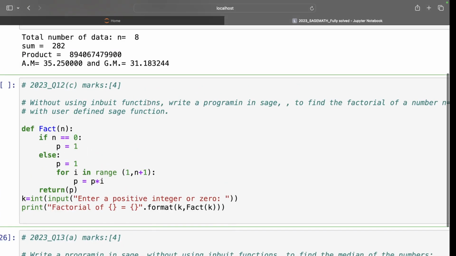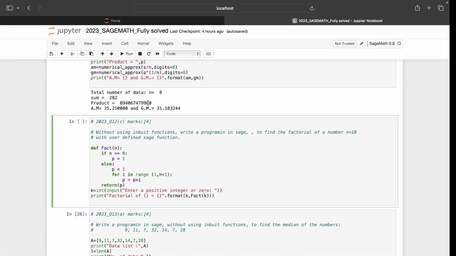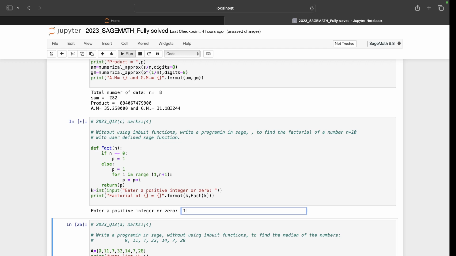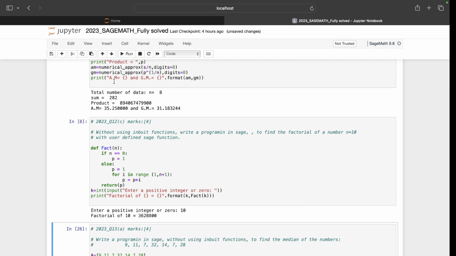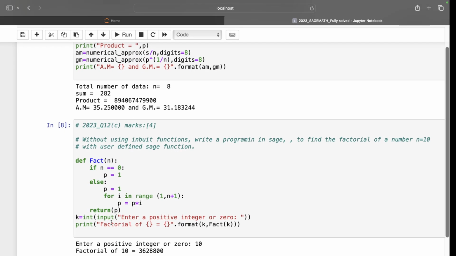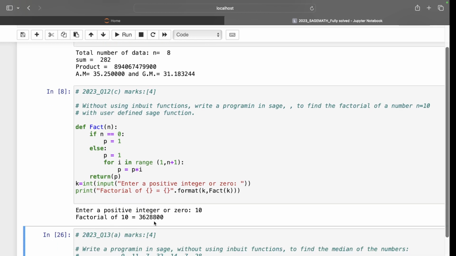So the output of this: put here n equal to 10. So the output is factorial of 10 equal to 3628800.